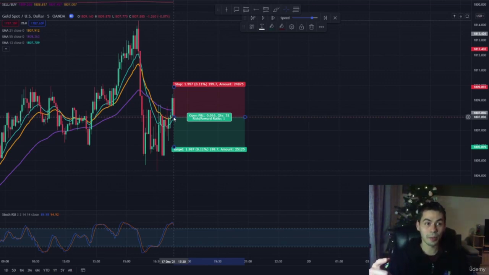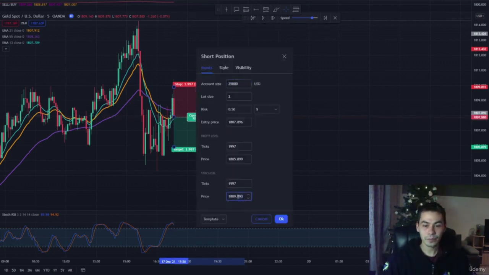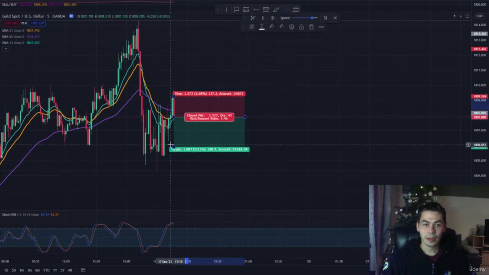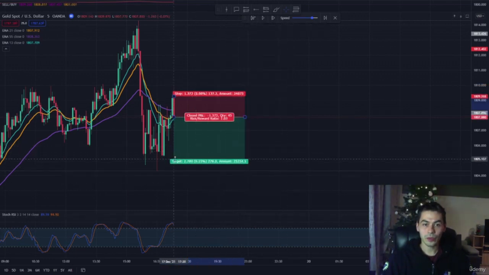So my stop loss here would be at 1809268. You can see it right there in the upper left corner. And our take profit will be at 2 to 1. This is our first trade.